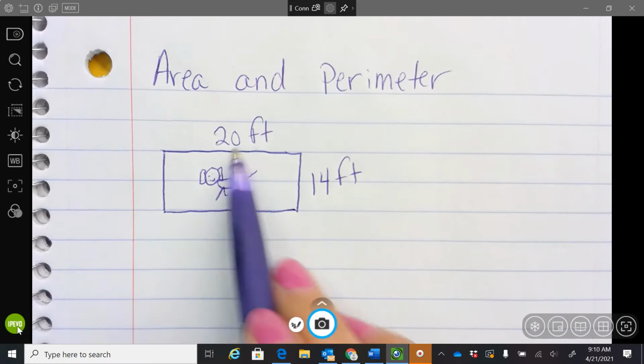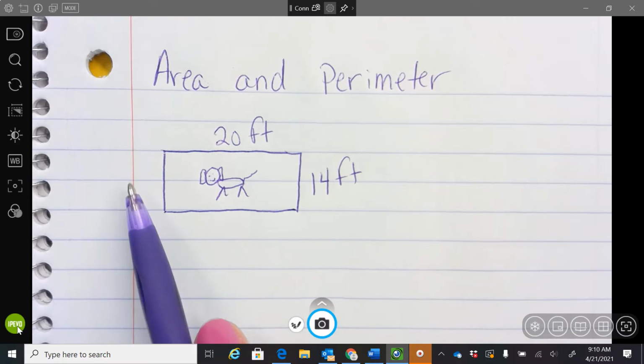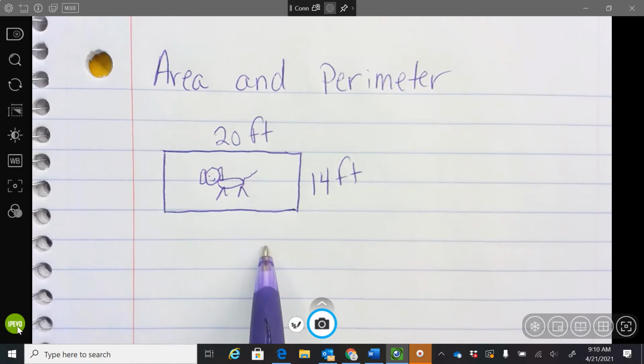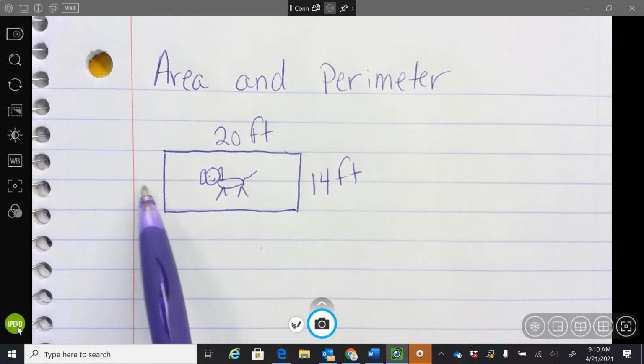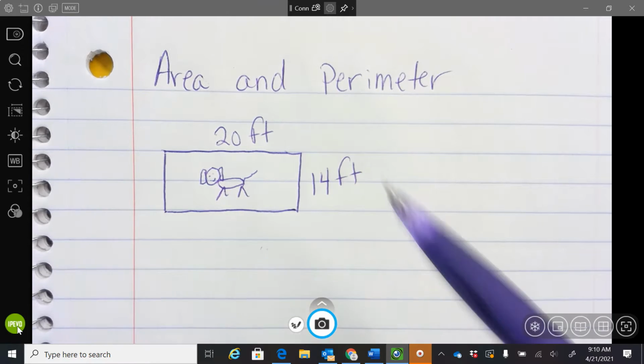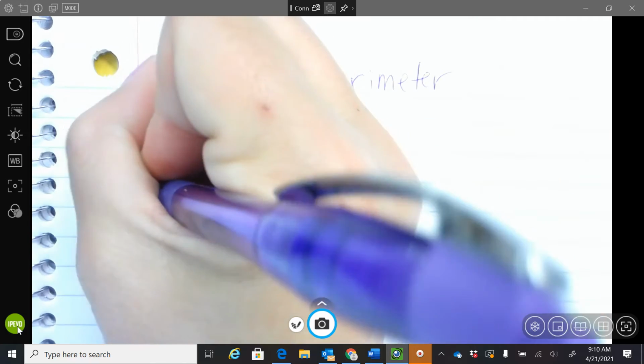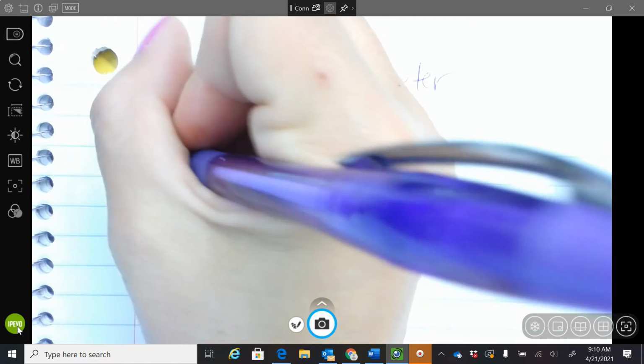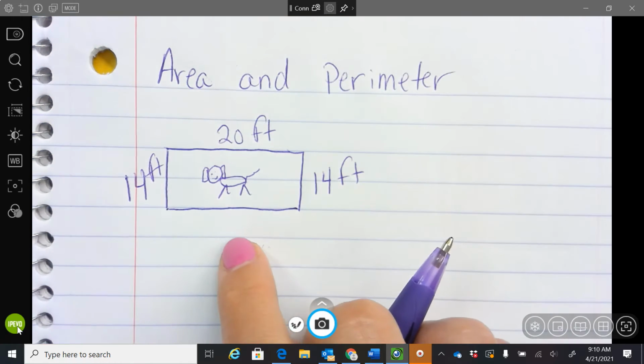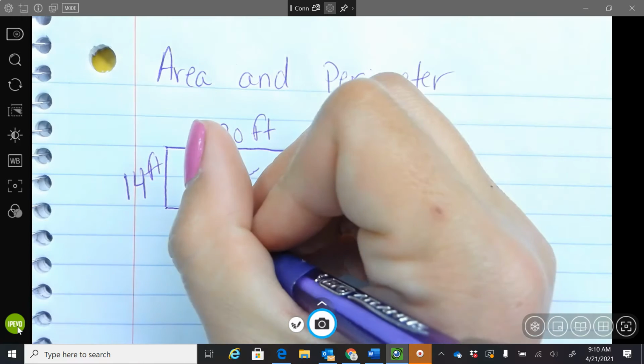So I labeled this side and this side. How do I know what these two other sides are? Yeah, so this side would be how much? 14 feet because it's the same. We know that this is a rectangle, so this side is equal. And this side would be how much? 20.